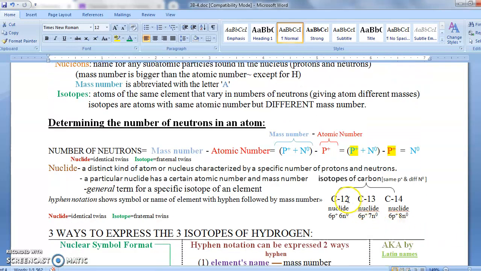So the mass number of this atom is 12. 6 protons plus 6 neutrons is 12. The mass number of this carbon atom is 13. 6 protons and 7 neutrons is 13. The mass number of this carbon atom is 14. 6 protons and 8 neutrons gives a mass number of 14.